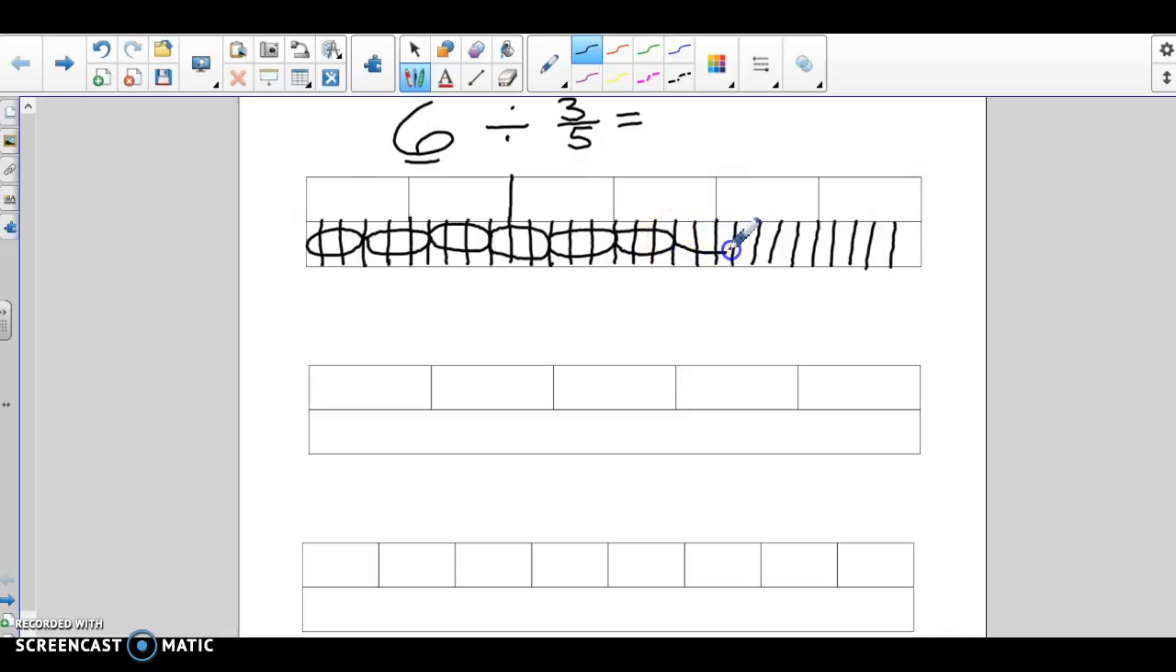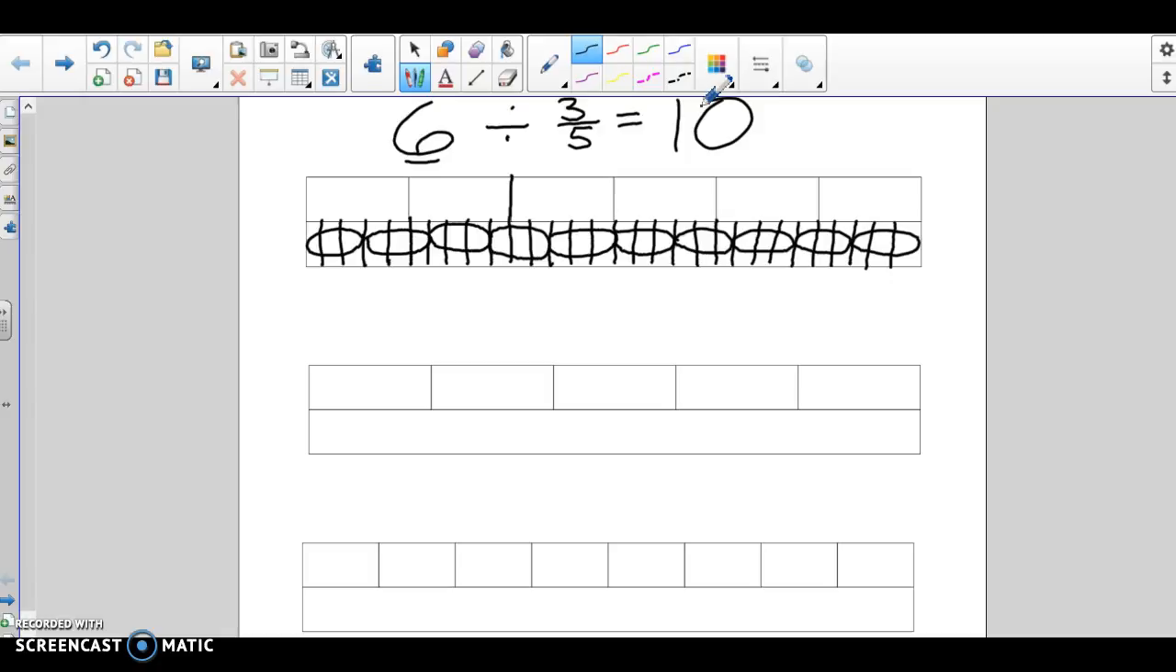1, 2, 3, and 1, 2, 3. Look at that. It divides equally. So there are 1, 2, 3, 4, 5, 6, 7, 8, 9, 10 groups of 3/5.